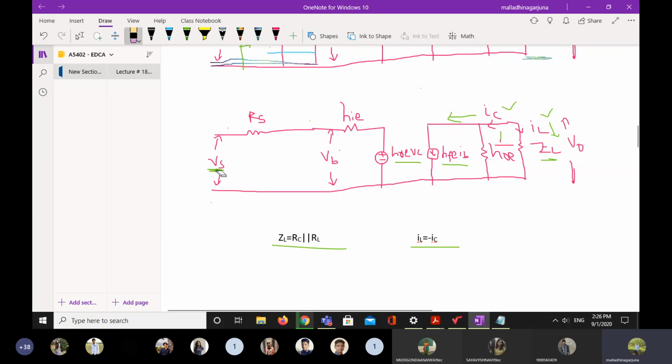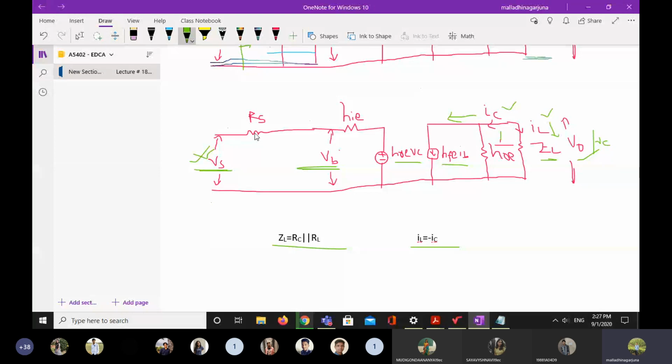Okay, so now my input voltage is Vs, not Vb. Why? Because I'm taking the source also into consideration now. So Vs is my input voltage, whereas the output voltage is V0 or Vc only. Previously, wherever the input voltage was required, I wrote Vb. But here, when I take RS also into consideration, I should take Vs as the input signal, right?